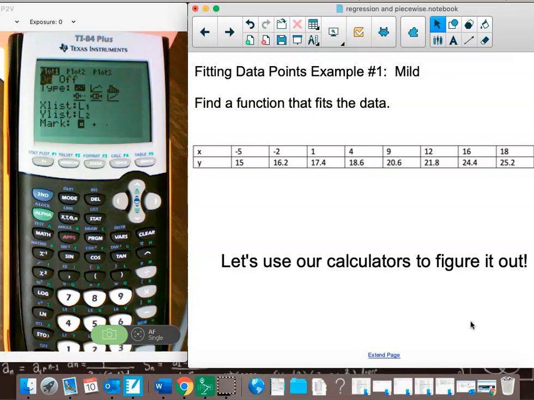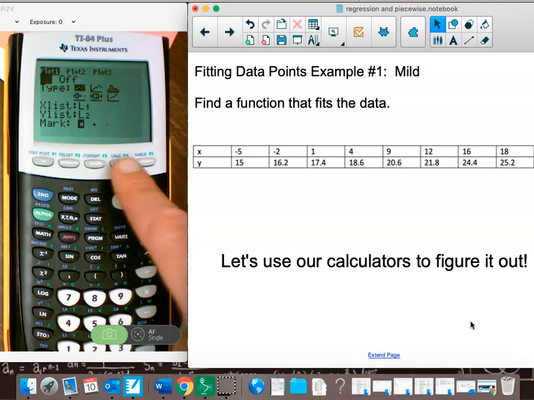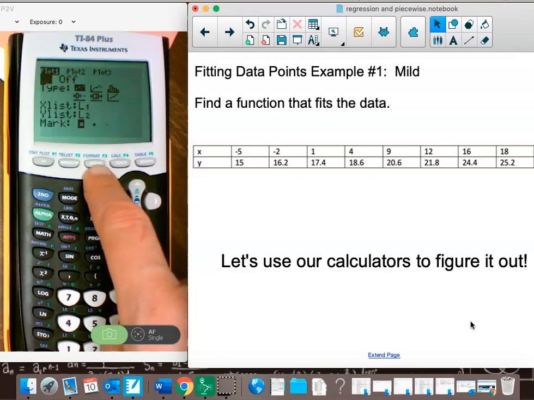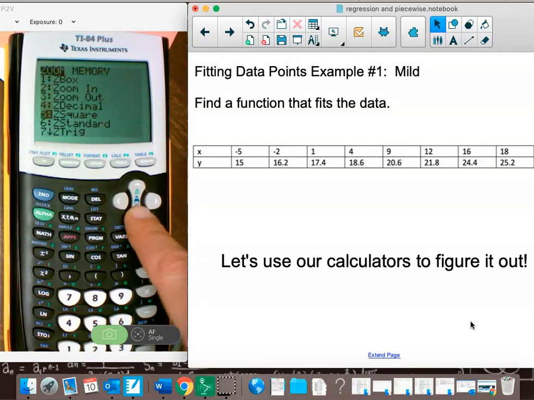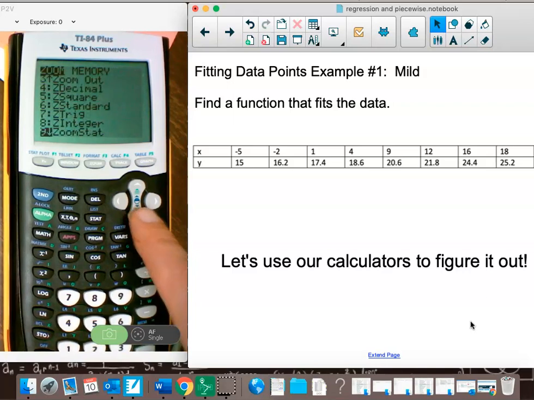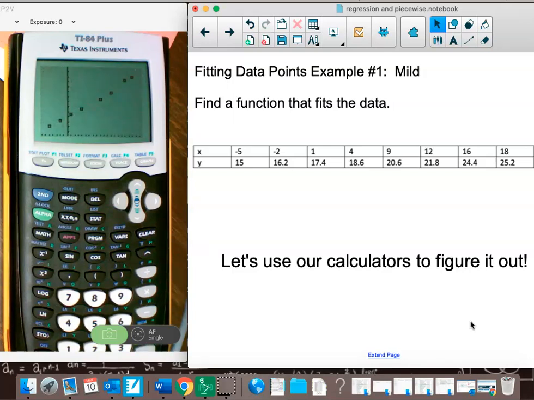All right, now we need to graph it. When you're graphing statistics, your window is really important. So the way that we adjust our window, hit the zoom button. And if you look at option 9, 9 says zoom stat. If you hit enter on zoom stat, it will automatically adjust your window to fit all of your little data points. So just hit enter on zoom stat. That means there's a problem with your window.